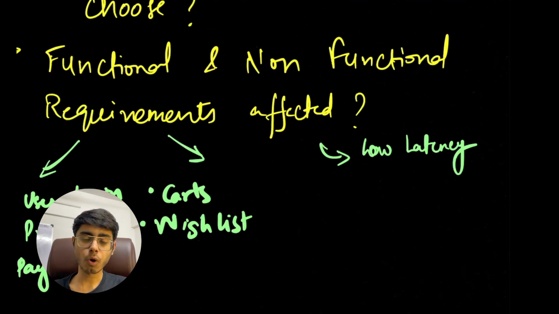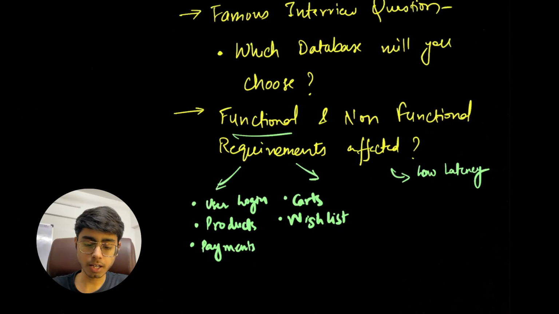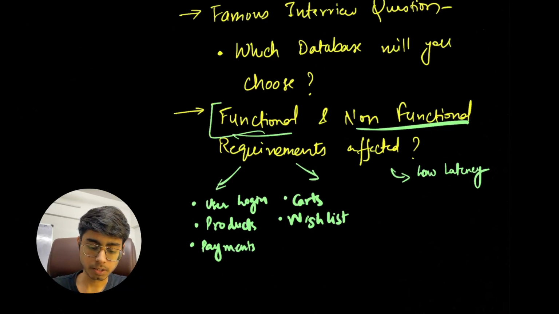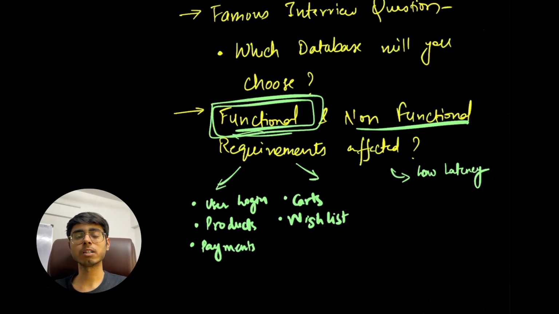So these are non-functional requirements. That means these are not features, but they are requirements for your application. Functional means features. I hope the functional and non-functional requirements of an application are clear to you, and how the database affects them. Let's try to understand it. Databases do not affect the functional requirements, they only affect the non-functional requirements.